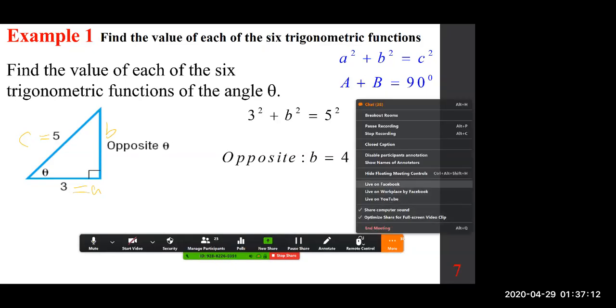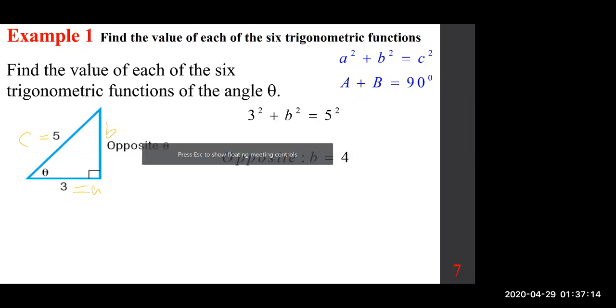All right, so let's start with the sine. Sine is simply opposite over the hypotenuse. So in this case, the opposite would be b, or 4 over 5. Does that make sense to everybody?